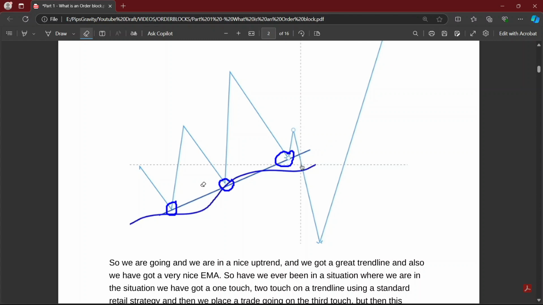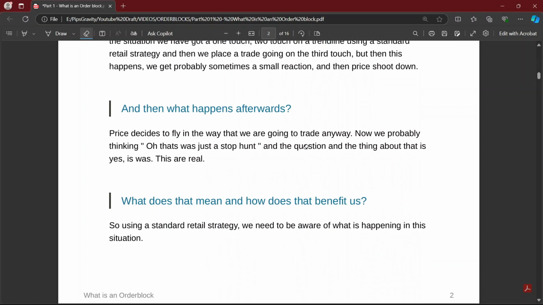Here we have a lot of buyers. They buy orders from here. So on the third touch, the institution may push this move, that's why after the third touch, you may see that you probably have some reaction from here. So, and then what happens afterward? Price decides to fly in the way that we are going to trade anyway.